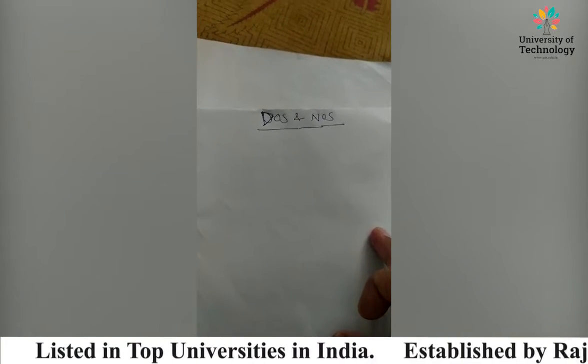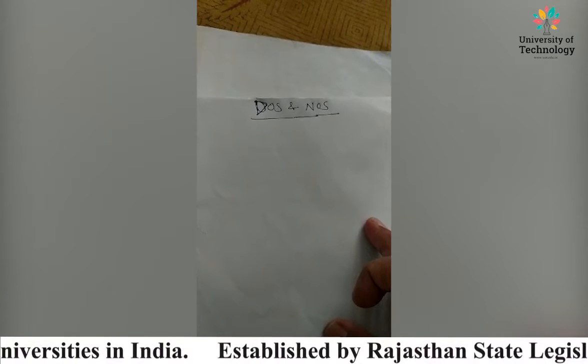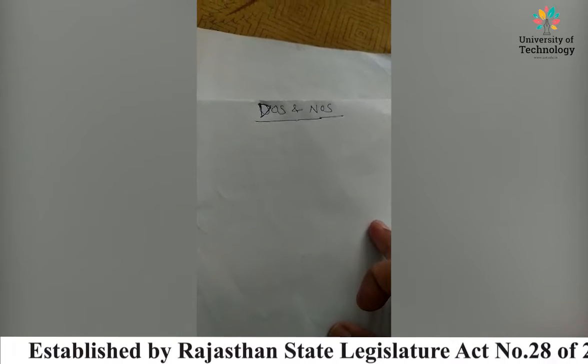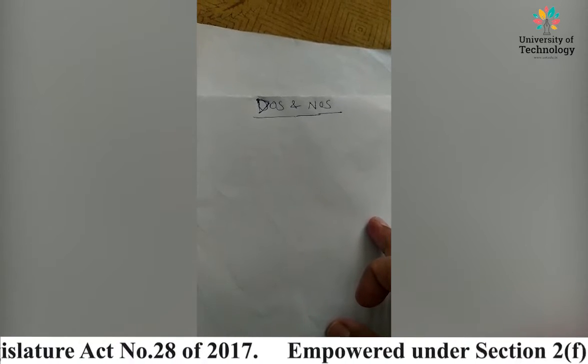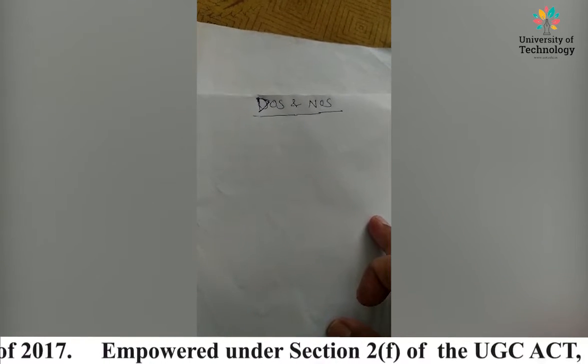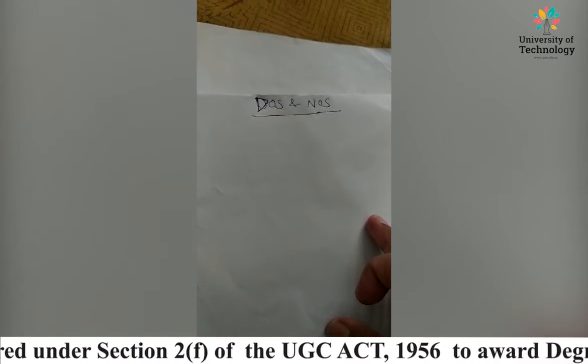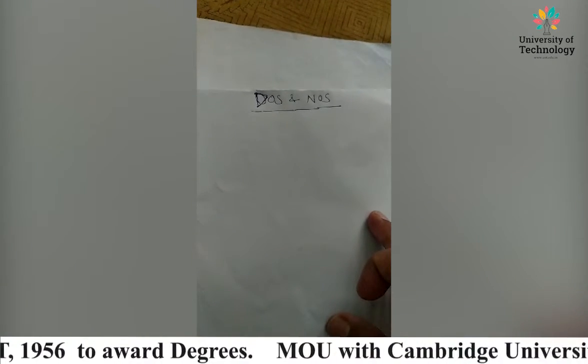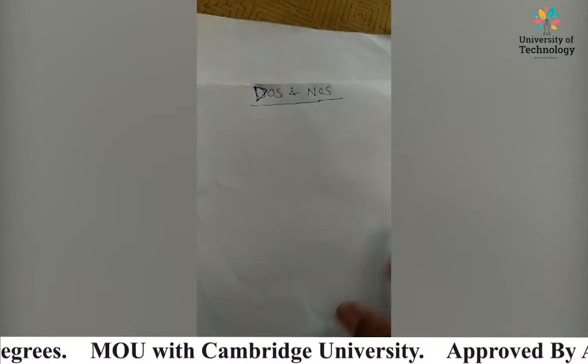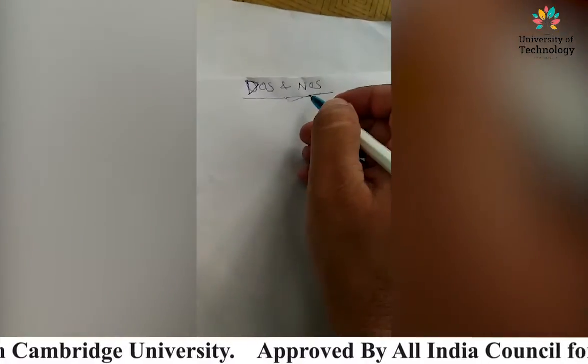If we talk about types of operating system, first centralized, second network operating system, third distributed operating system, and fourth cooperative autonomous system. Today we will talk about distributed system and network operating system.